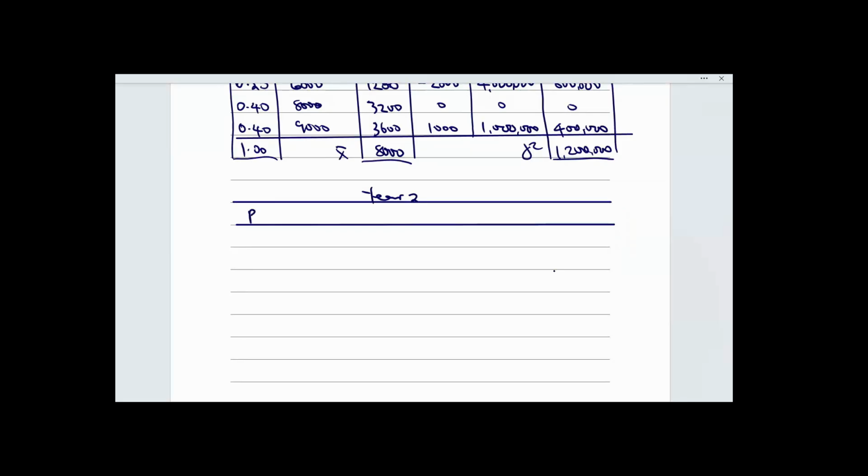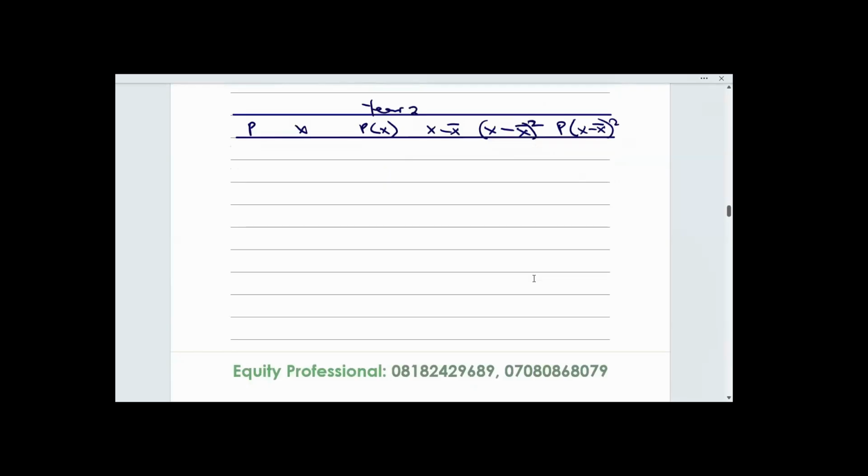In year two, we have probability, cash flow, expected value, x minus x bar, x minus x bar squared, then probability of x minus x bar squared. Give me the probability of year two. 0.5, 0.5. Cash flow, please. 8,000, and then 12,000.